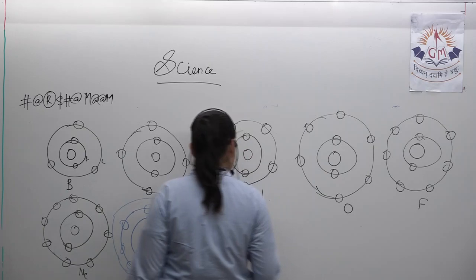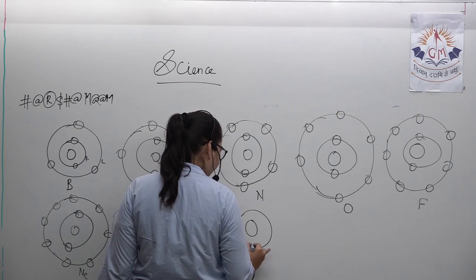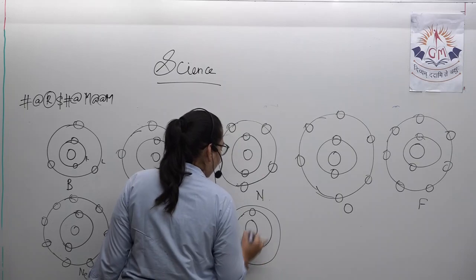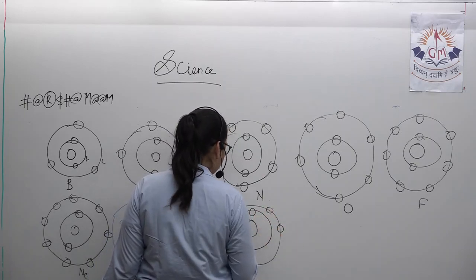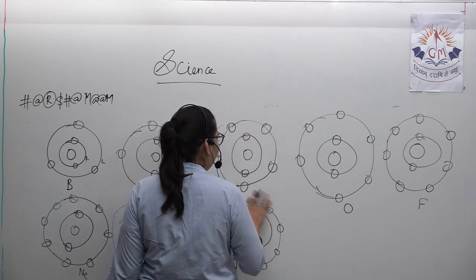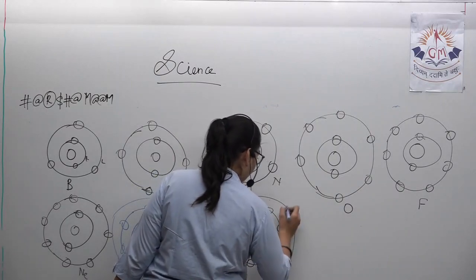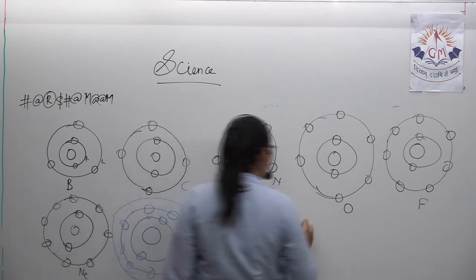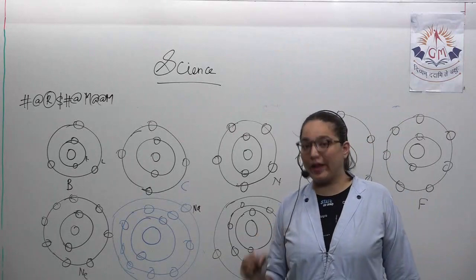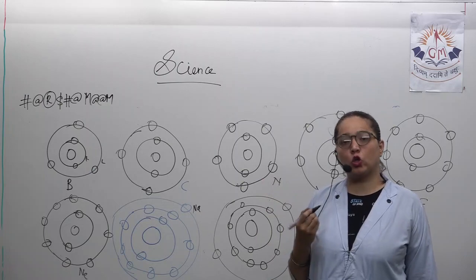Then comes next, magnesium. First orbit 2, next orbit 8, in the next orbit 2 more. Why 2 more? Because atomic number is 12. So in the first orbit 2, next orbit 8, and after that 2.